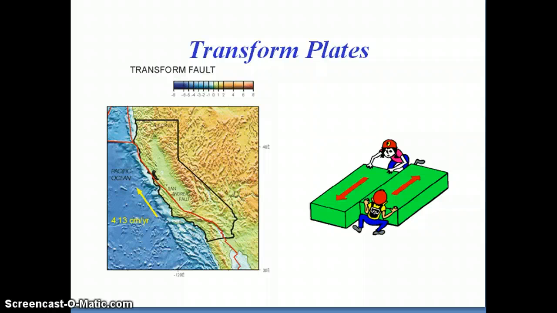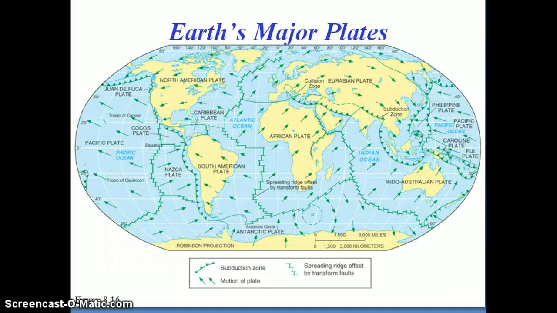The third type is a transform plate, and this is classic of the San Andreas Fault. This is where you get two plates moving in opposite directions side by side. So you're not getting as much vertical displacement, but you're getting horizontal displacement or movement. So make sure you look at the example in the book that's showing the direction the plates are moving.